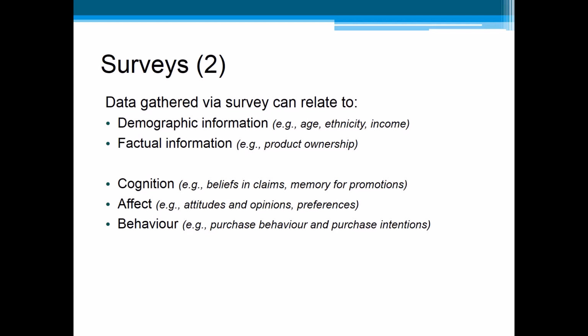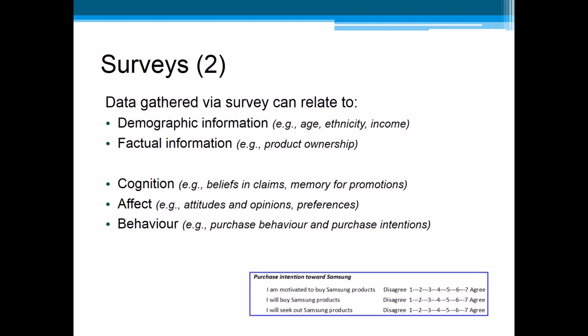If we're doing more theoretical research, we can also ask about a range of things such as people's cognitions, their affect and their behavior. So cognition referring to things like people's thoughts, their beliefs, their memory, affect relating to people's attitudes, their emotions, and then behavioral questions relating to their past behavior and also their future behavioral intentions. So what they might have bought in the past versus what they might intend to buy in the future.